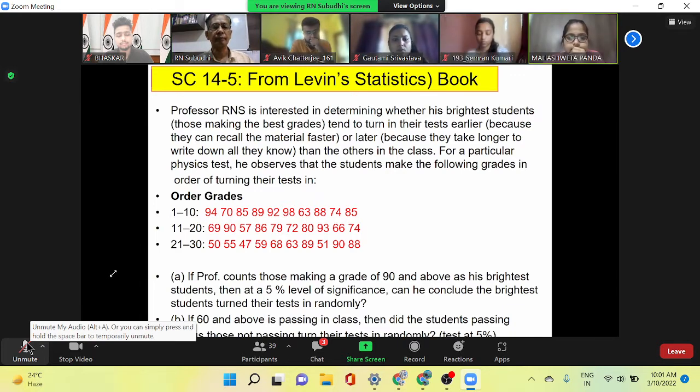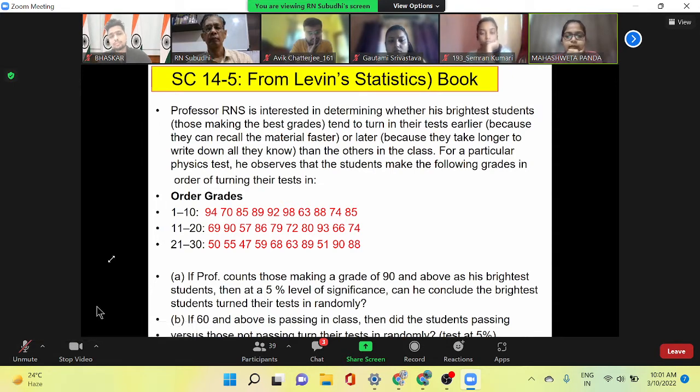So first bit is if professor counts those making a grade of 90 and above, मतलब जिनका 90 से above है, तो he will label them as his brightest students. Then at 5% level of significance, can he conclude that the brightest students turned in the... We all know Maestro Punda can read English. No sir, I am reading.